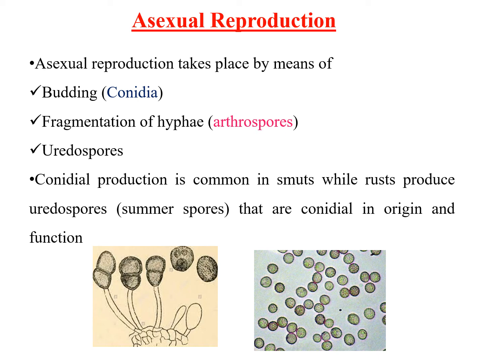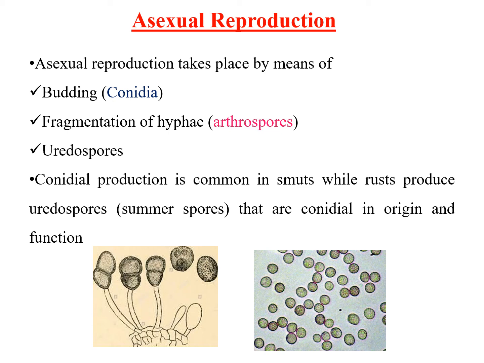And there are budding and fragmentation of hyphae, that is arthrospores, and uredospores. Conidial production is common in smuts, while rusts produce uredospores, also known as summer spores, that are conidial in origin and function.